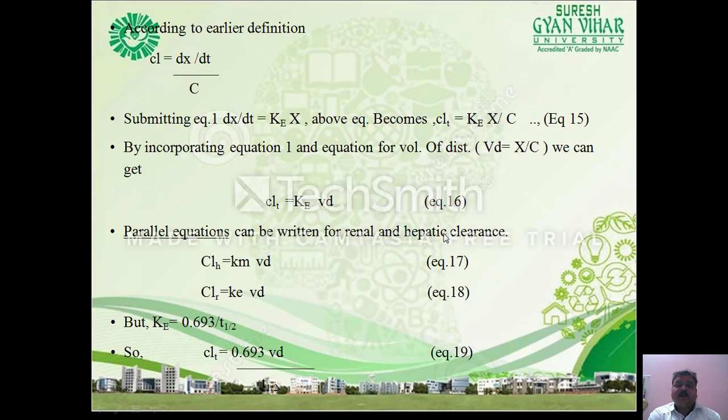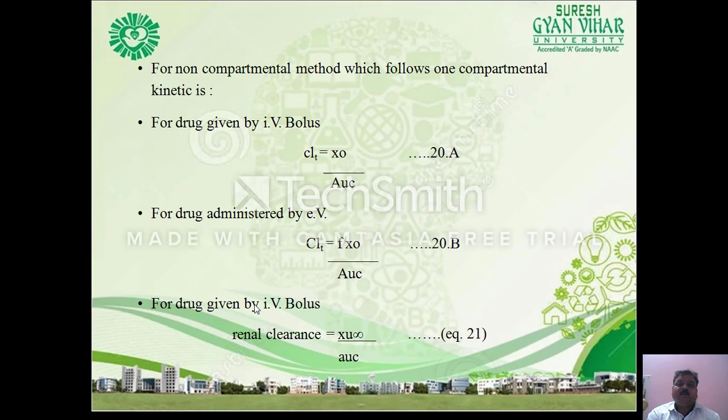A parallel equation can be written for the renal and hepatic clearance like that. But Ke is equal to 0.693 divided by T half. We got this equation from T half. We already said T half is equal to 0.693 divided by Ke. So Ke can be taken as 0.693 divided by T half. So clearance will become 0.693 Vd divided by T half, where Vd is the volume of distribution.